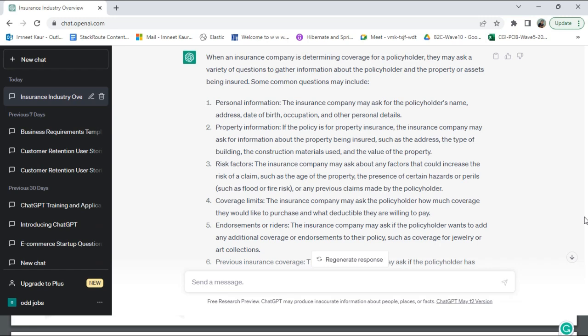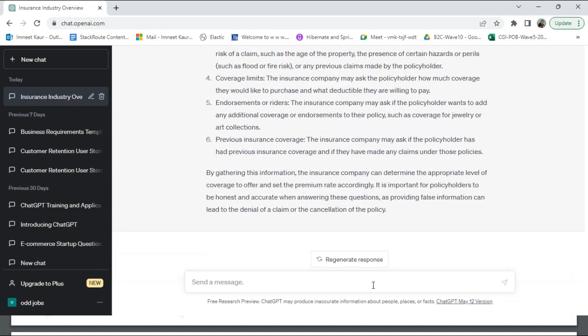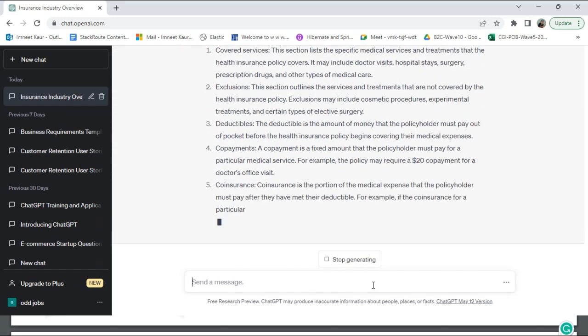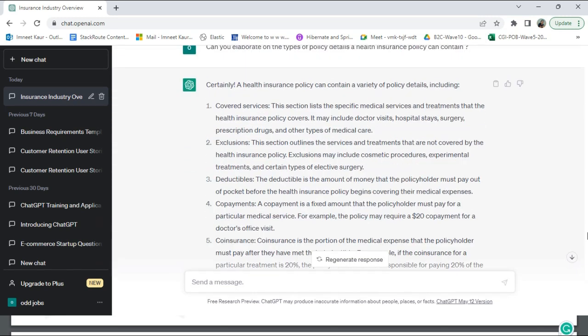So now let us focus on health insurance a bit. So let me just write another prompt which says, can you elaborate on the types of policy details a health insurance policy can contain? So again, if you look at the response, it has given us 10 points for the policy details, starting from covered services, exclusions, deductibles, co-payments, and so on.